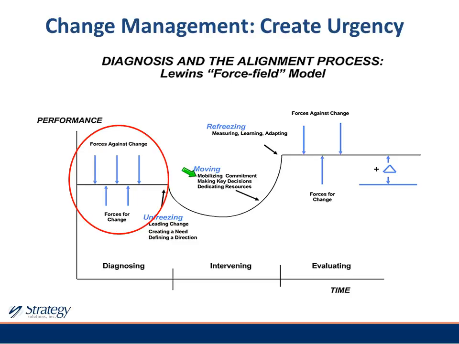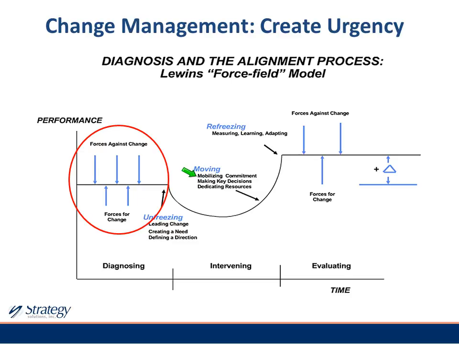So by creating a need and then defining a direction, and beyond that, it's really about mobilizing that commitment and then getting the resources that you need. That would be part of the moving phase where the intervention is. And I think that's where a lot of us are right now. And then as we move to the evaluation piece of it, learning how to measure and adapt and take some learning away from that, how do we match that up with what we're trying to do with our population health strategies of going from volume to value. So we go to the next slide.